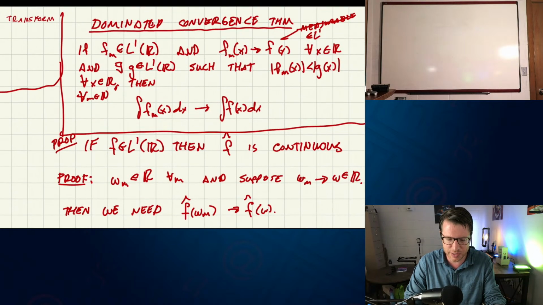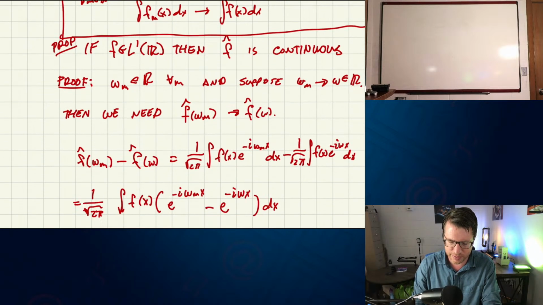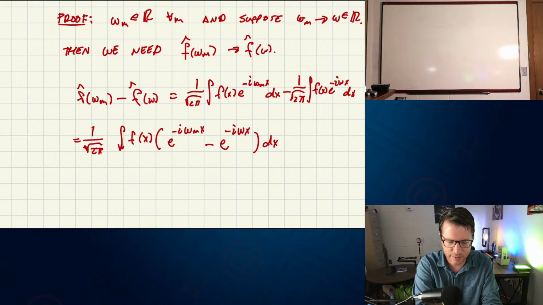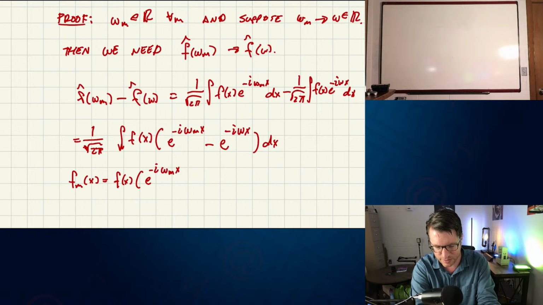I said with the dominated convergence theorem up here that when we're working with f_m, we need a collection of f_m inside of L1, and then we need them to be converging to the function that we want. The function that we want to be converging to at this point is going to be 0. And the sequence f_m that we're working with is this entire thing here. So basically our f_m of x is equal to f of x times e to the minus i omega_m x minus e to the minus i omega x.